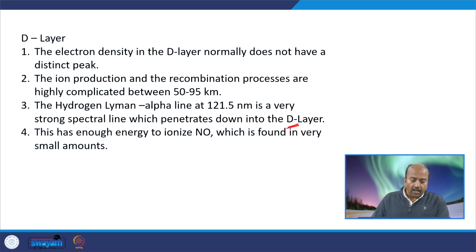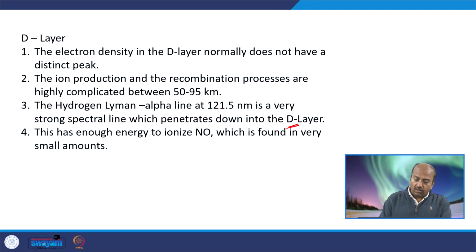Okay. So, this has enough energy to ionize the nitric oxide molecule, which is found in very small amounts. Because nitric oxide, if you go back to the thermal characterization of the atmosphere, in which we have realized how the layers exist. We know that at a certain altitude, because of the radiative cooling processes, the temperature decreases with respect to height, right. This opposite trend is because of this molecule's ability to effectively radiate energy into space.